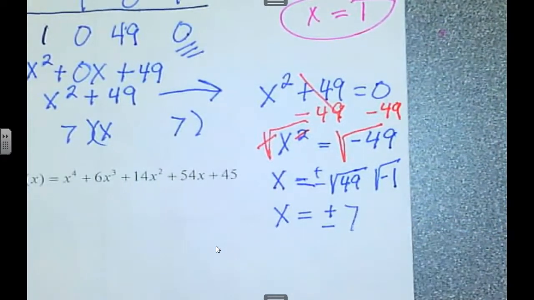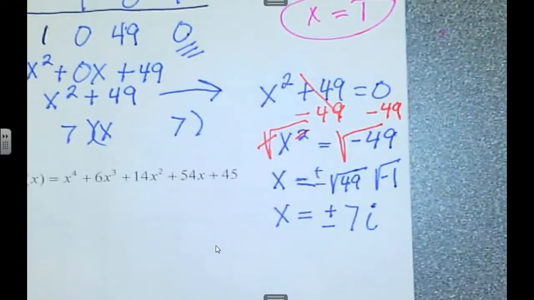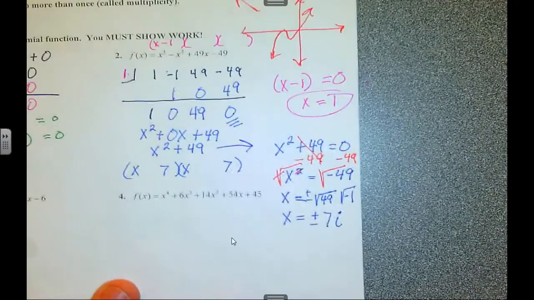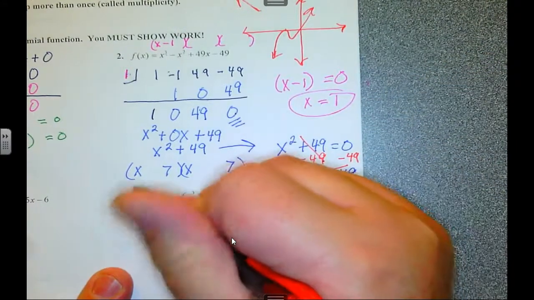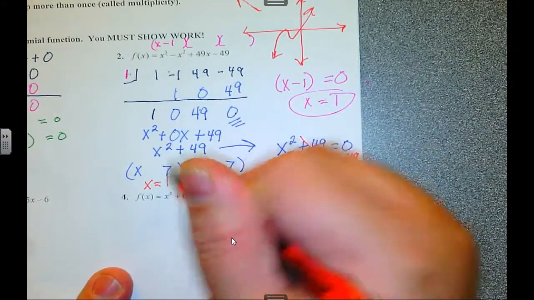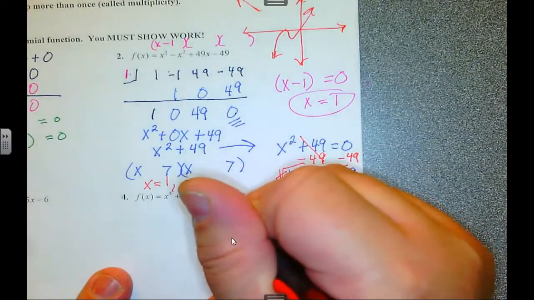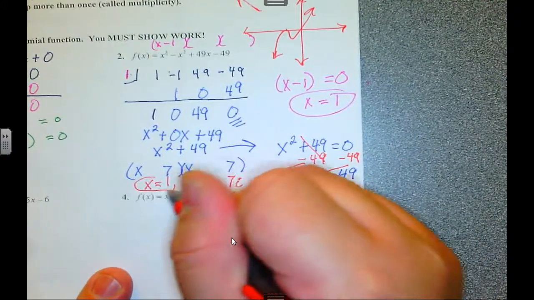What's the square root of negative 1 equal to? It's i. Okay? So, my three solutions are x equals 1, what we started with, plus 7i, and minus 7i. There's my three zeros.